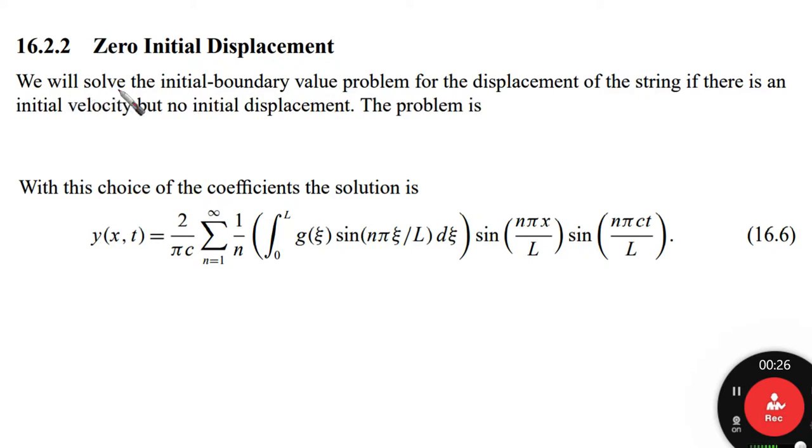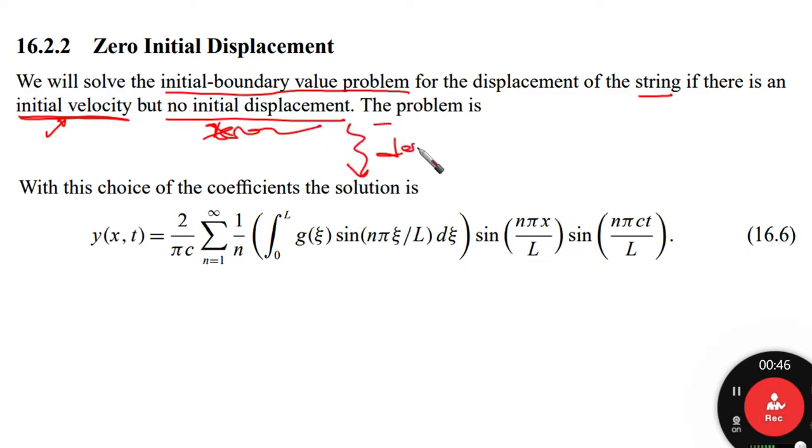So we are going to solve an initial boundary value problem, very simple and easy mathematically, for the displacement of the string if there is an initial velocity but no initial displacement. So we have some initial velocity and the initial displacement is going to be 0 in our case. After making many derivations, which are simple, not difficult, you are going to end up with this equation. This is what we are really interested in.